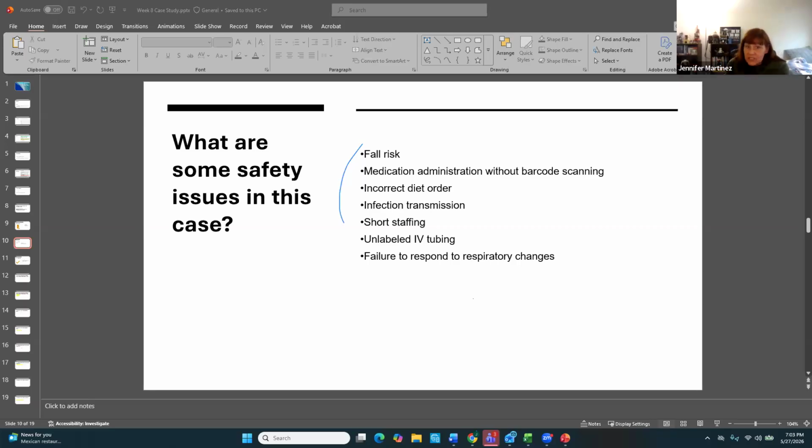And absolutely, the dose could have changed, right? There's so many different variables that can go into that. Infection transmission, short staffing, that unlabeled IV tubing, I'm telling you, that drives me nuts. You would have to follow your facility policy for this, but for me, when I go in and I see IV tubing that's unlabeled, guess where it goes? In the trash can, and I'm going to get a fresh IV tubing to hang for my patient.